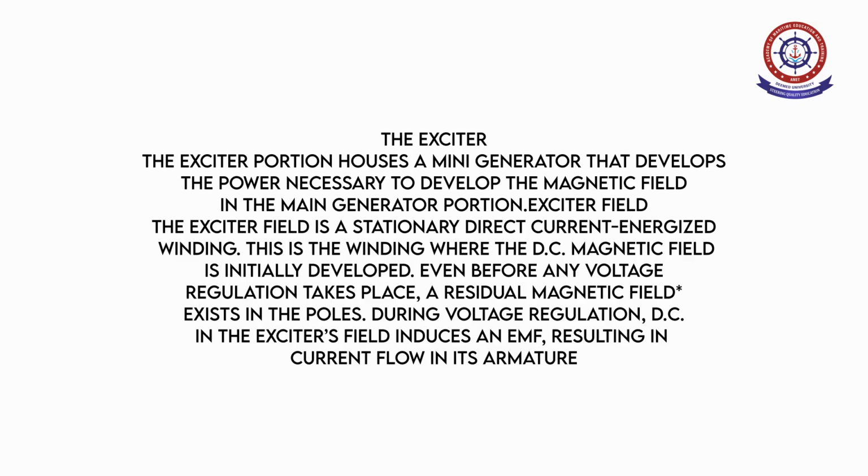This is the actual structure of a brushless alternator. It consists of the main armature, exciter armature, main field and exciter field. The exciter portion houses a mini generator that develops the power necessary to develop the magnetic field. The exciter field is a stationary direct current winding which is energized. This is the winding where the DC magnetic field is initially developed. Even before any voltage regulation takes place, a residual magnetic field exists in the poles. During voltage regulation, DC in the exciter field induces an EMF, resulting in current flow in the armature.